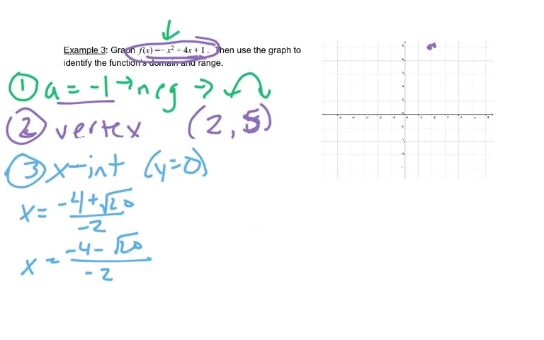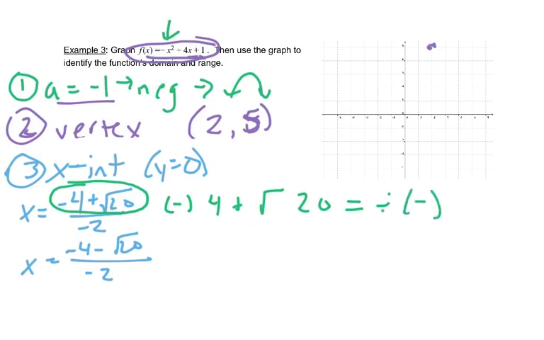Okay, so I've rewritten where we were, and we're going to finish this piece in our calculators. When we do it in our calculators, we're going to do this top part, hit enter, and then do the bottom part. So we're going to type in negative 4 plus the square root of 20 equals, and then divide by negative 2 equals. And when we do that, we get negative 0.2. We'll just call it negative 0.2.